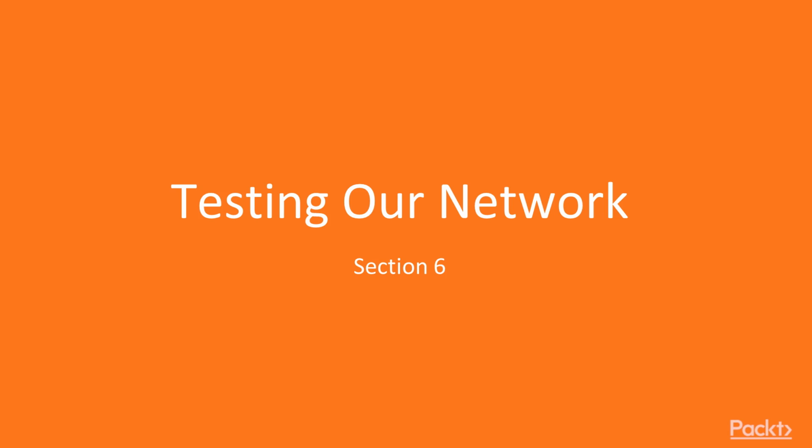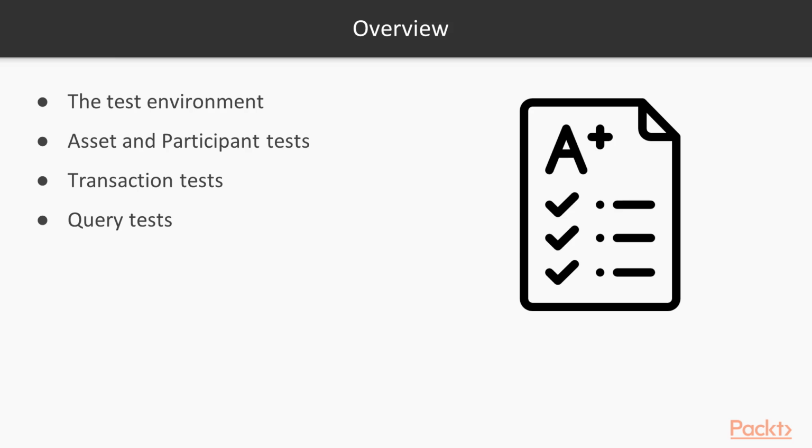In this section, we will go through the key aspects of setting up our test environment and understanding the key concepts of the unit test procedure. This is perhaps the most important section of the course, as it ensures a reliable blockchain application. We will start by setting up a basic test environment. Then we will build basic tests for our assets and participants, as well as for our transactions and our queries.